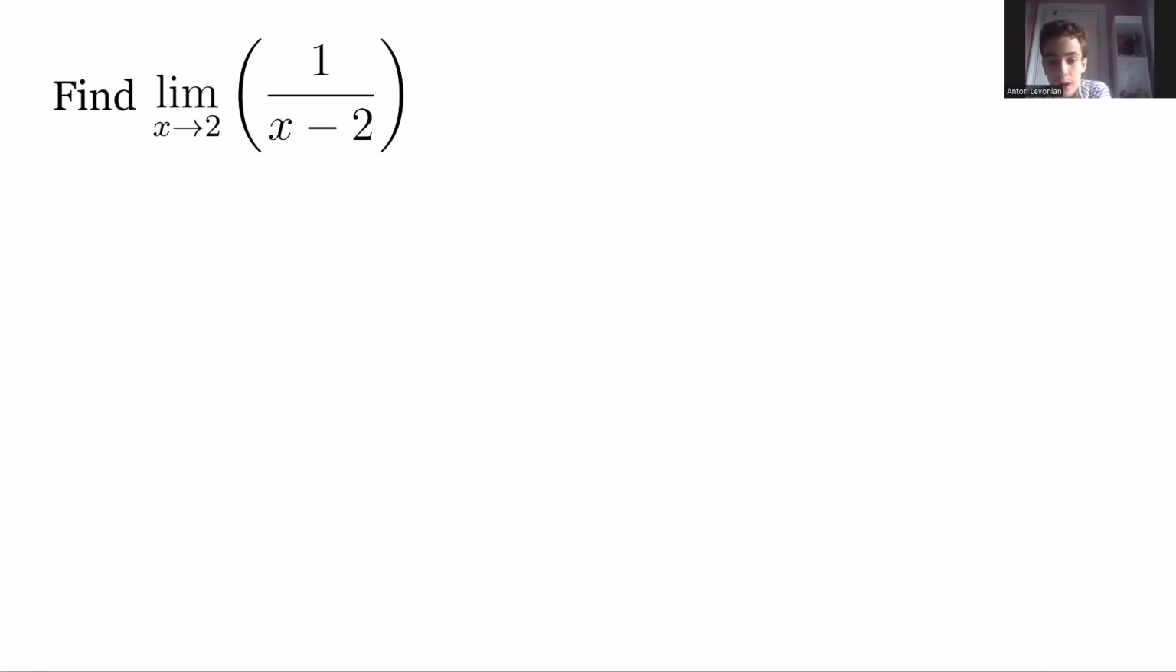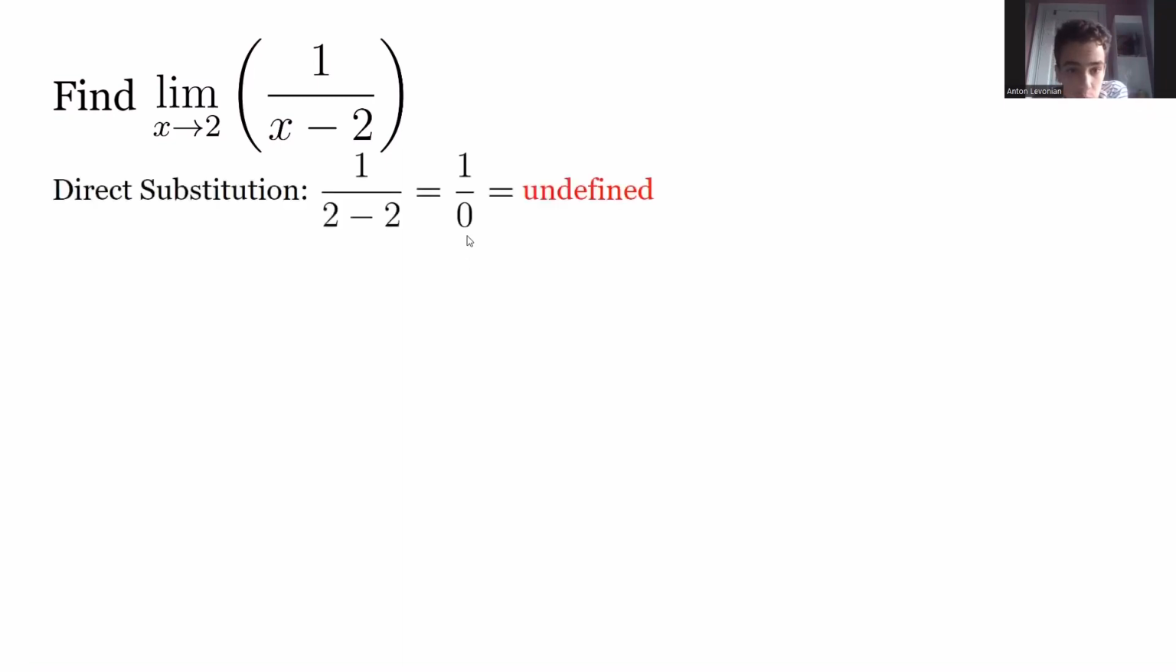All right, so I will go over the answer. Plugging in x equals 2 yields 1 over 2 minus 2, which is 1 over 0. Now, dividing by 0 in general means this is undefined. But let's look at what happens on the graph.